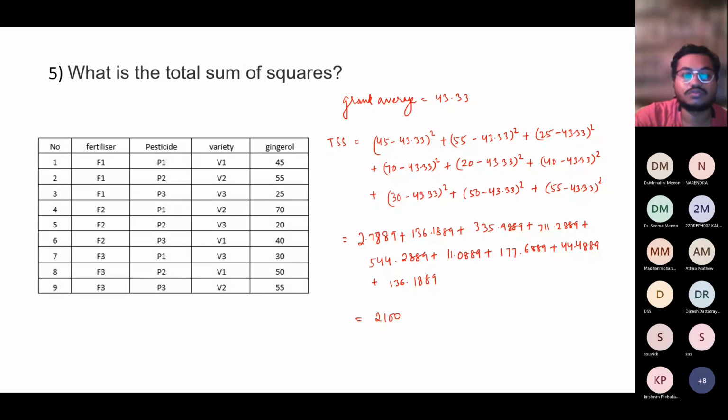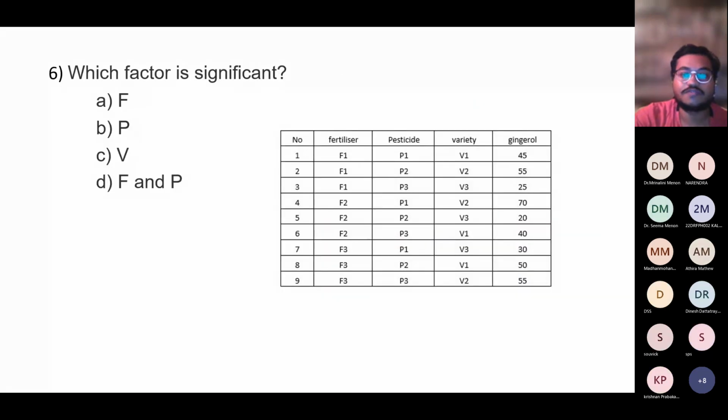So in the sixth question, we are asked which of these factors is significant: fertilizer, pesticide, variety, and the fourth option is fertilizer and pesticide. In this case, we need to calculate all the sums of squares, that is sum of squares for pesticides, sum of squares for fertilizer, sum of squares for varieties. We have the total sum of squares. Then we find the sum of squares of errors.